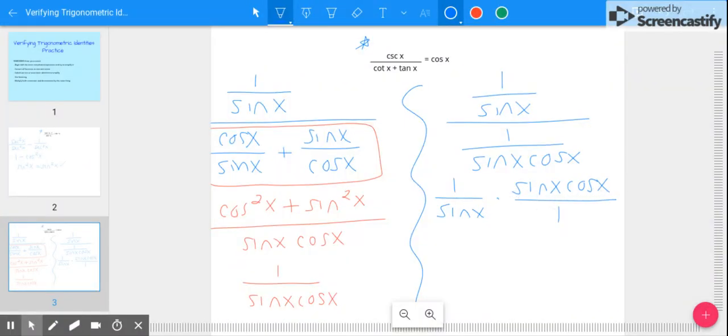And what happens at this point, we've got sine x that can cancel out, and we are literally left with just a cosine x, which is what our end goal was from the beginning. So we are verified.